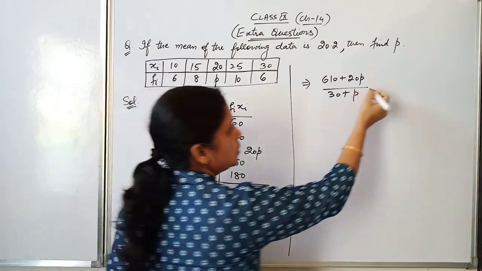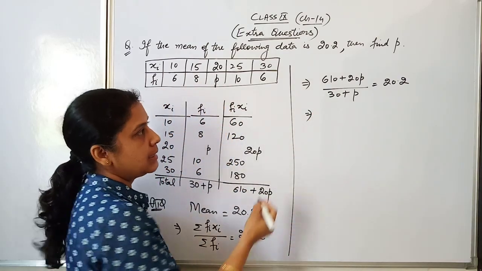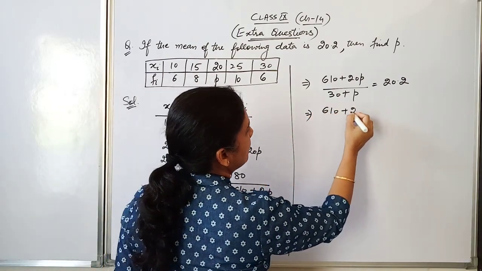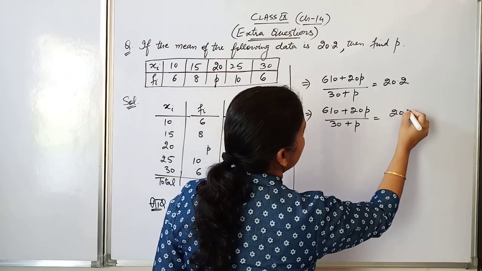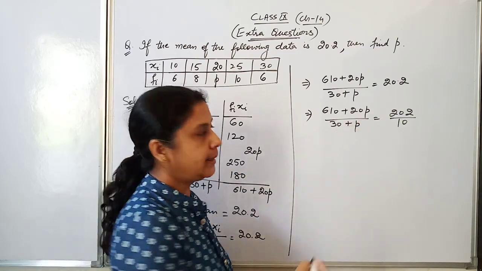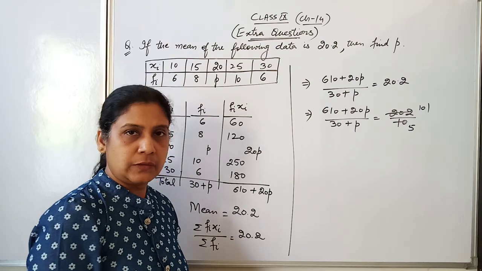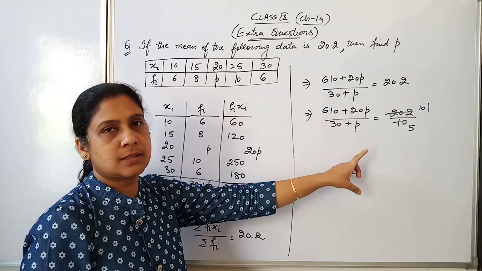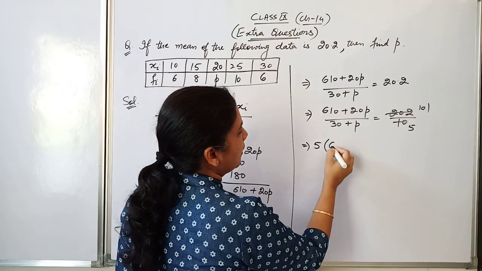And 20.2 is the mean given. So they must be compared. Let's simplify this. On RHS, we have a decimal value. So I will be removing the decimal. 20.2 can be written as 202 by 10. And if I simplify it, it is 101 by 5, when I have reduced it to the lowest terms by cancelling with 2. Now cross multiplying.